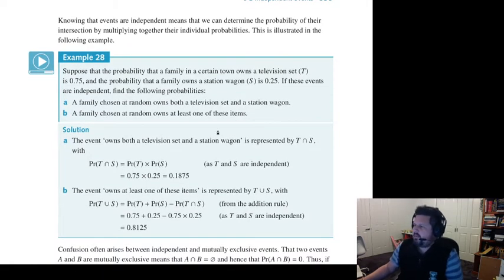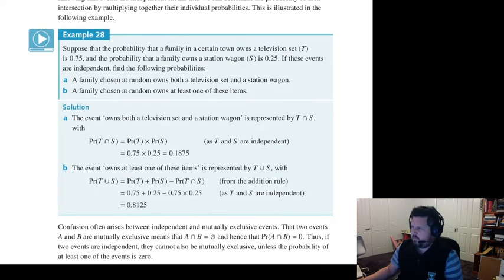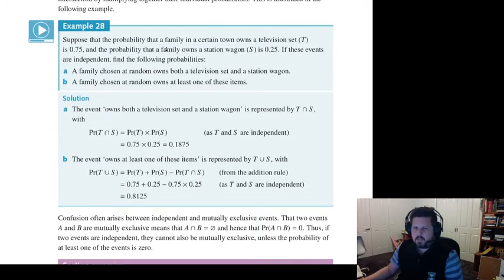It says knowing that events are independent means that we can determine the probability of their intersection by multiplying together their individual probabilities, and it says this is illustrated in the following example. So this is worked example number 28. It says, suppose that the probability that a family in a certain town owns a television, denoted T, is 0.75. The probability that the family owns a station wagon, so a car, S, a certain type of car, is 0.25.